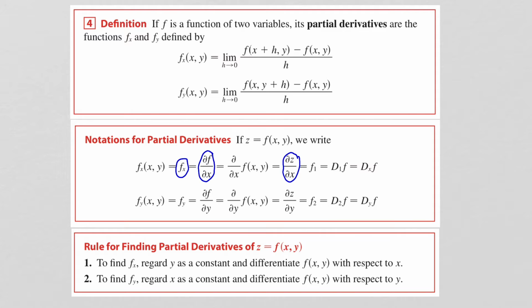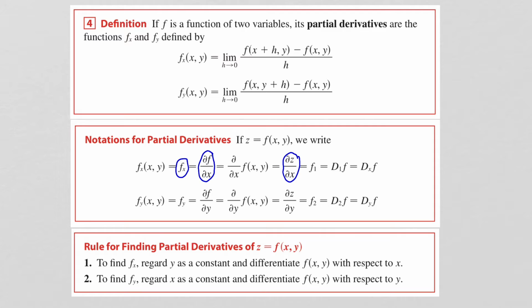Now, in terms of finding partial derivatives, the basic rule for doing this is when you're taking the partial derivative of a function with respect to the variable x, you just think of the variable y as a constant. So you just treat it like a number, and you take a normal derivative like you would with respect to x. And when taking the partial derivative with respect to y, now you simply regard x as a constant, and you differentiate the function f with respect to y.